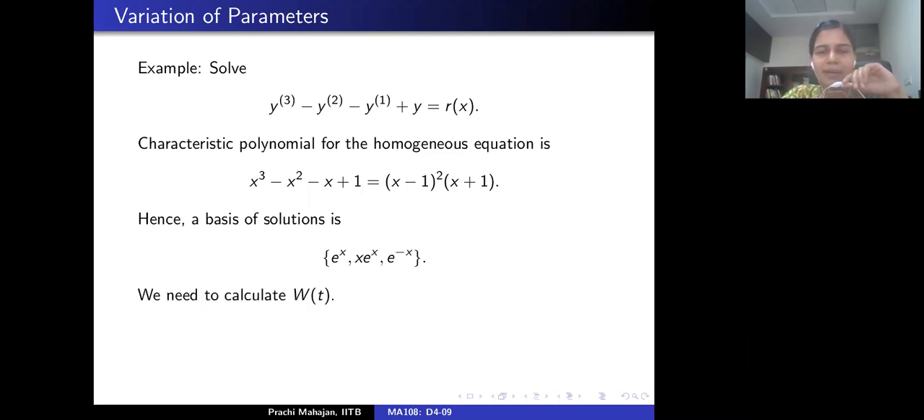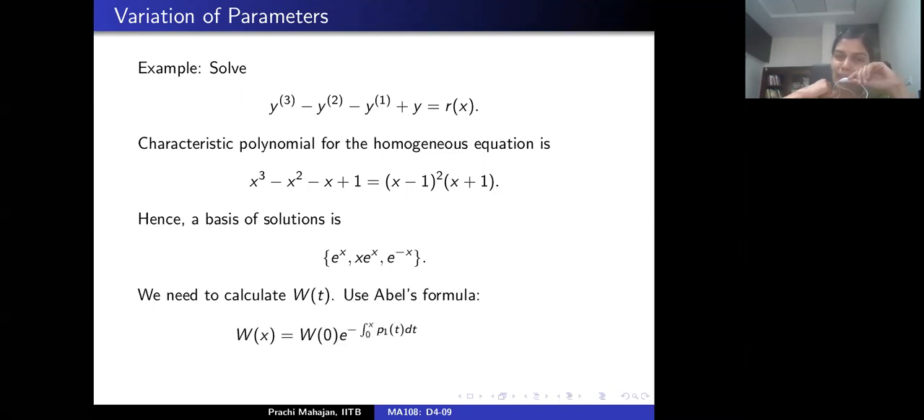So I need to look for solutions of the form v1 times e to the x, v2 times x e to the x, v3 times e to the minus x, right? So I need to solve for the unknowns v1, v2, v3. Before that, let me calculate the Wronskian. I'm going to use Abel's formula to simplify my life. The Wronskian at the point x is going to be the Wronskian evaluated at any fixed point times this function, right?